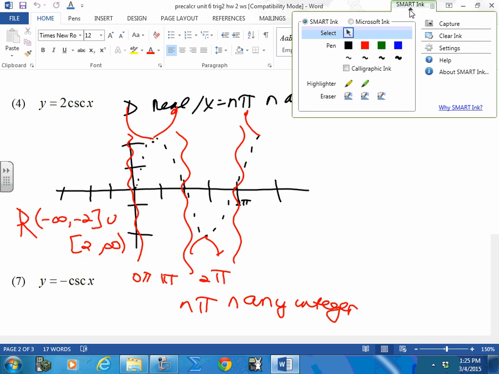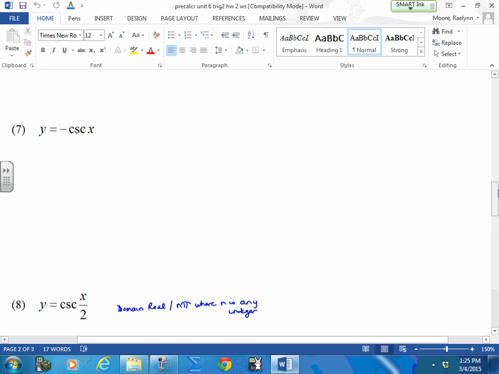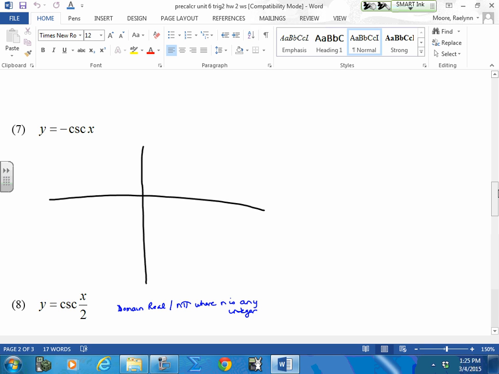Now what's happening in this next one? What transformation is happening in this one? A reflection. Is that going to change my domain? Not at all, because this is a continuous curve. My domain is still going to fall wherever it falls. Is it going to change my range? Not at all. So I could either say, okay, I know what my domain is for my cosecant. It's all real except n pi, where n is any integer.